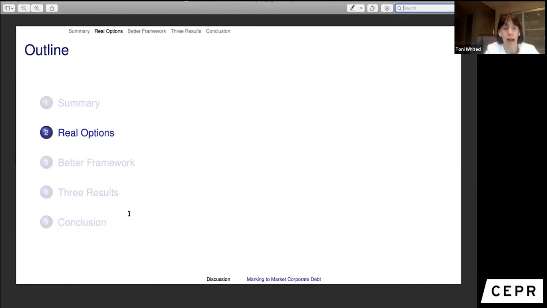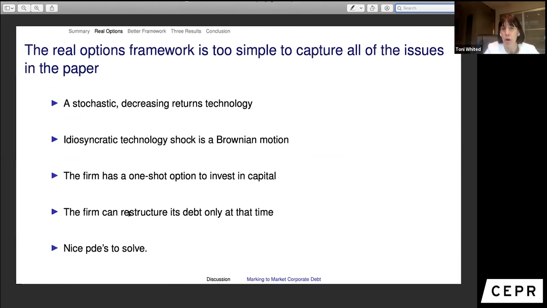It's really simple. You've got a stochastic decreasing returns technology of capital. Fine. And you've got an idiosyncratic technology shock that's a Brownian motion. So this is kind of like the Leland EBIT generating machine, except it's a function of capital, but you've got this stochastic process that's generating EBIT.